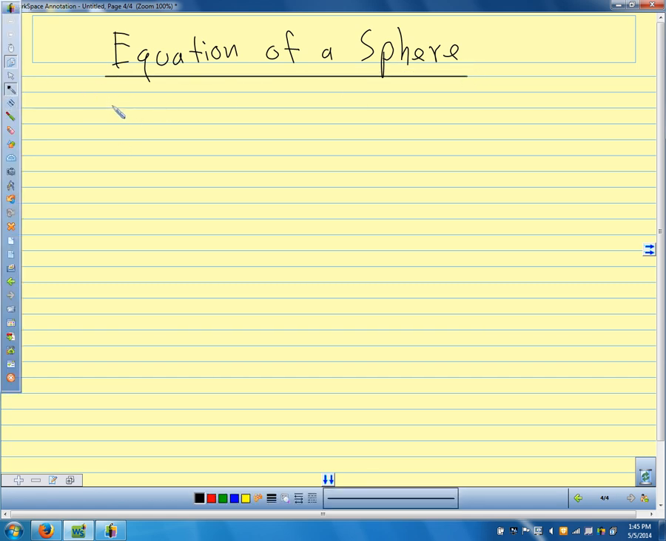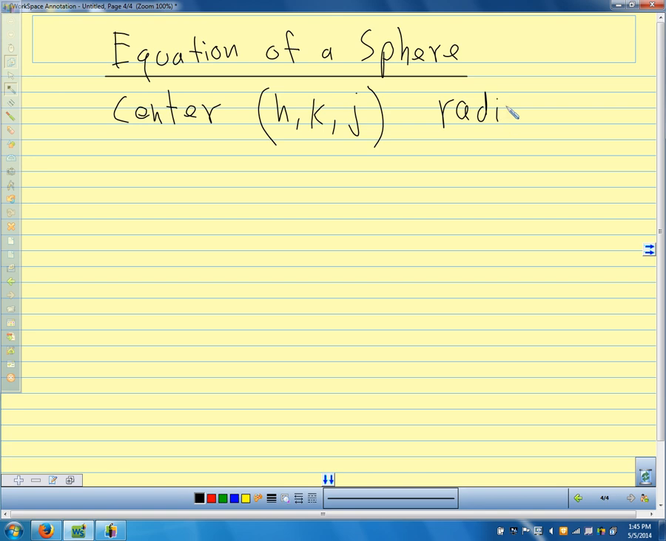So we have a sphere, we have our center, (h, k, j), and our radius equals r. So a sphere in space, we say a sphere is the set of all points that are equidistant from a given point. Our given point is a center, and our distance is a radius.